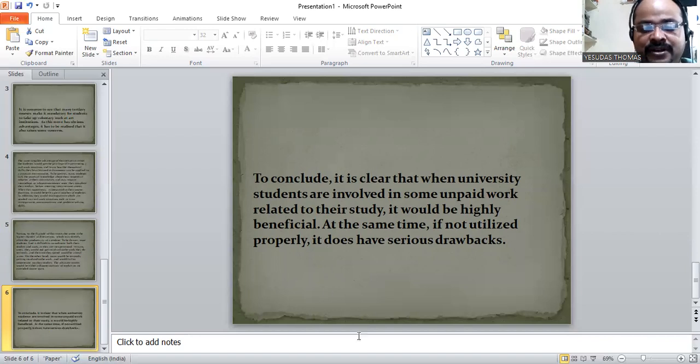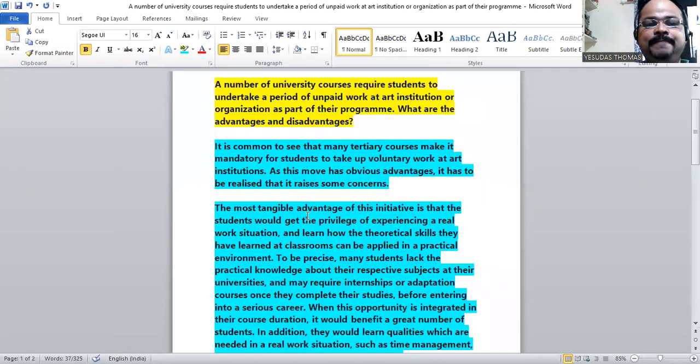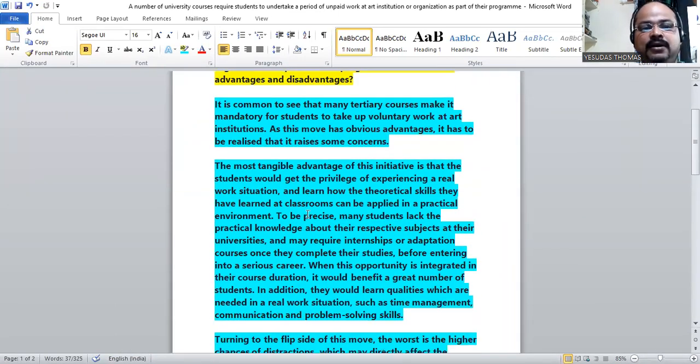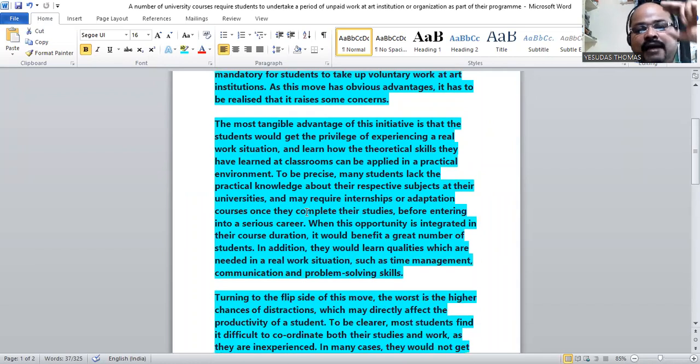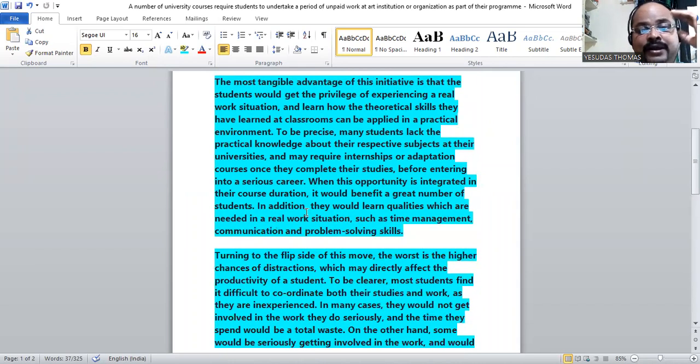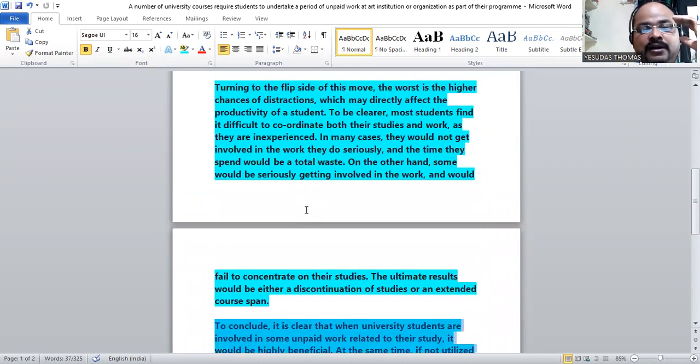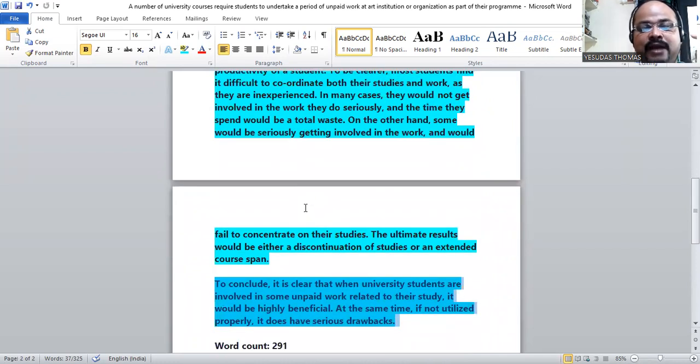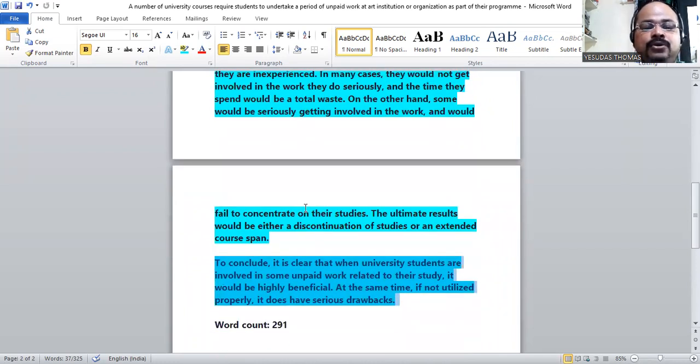So let's see the matter. Yes, I think here it is. So this is the essay, how it looks in a complete sense. You have the introduction, you have the advantage paragraph, you have the disadvantage paragraph, and you have the conclusion, and the total word count is 291.